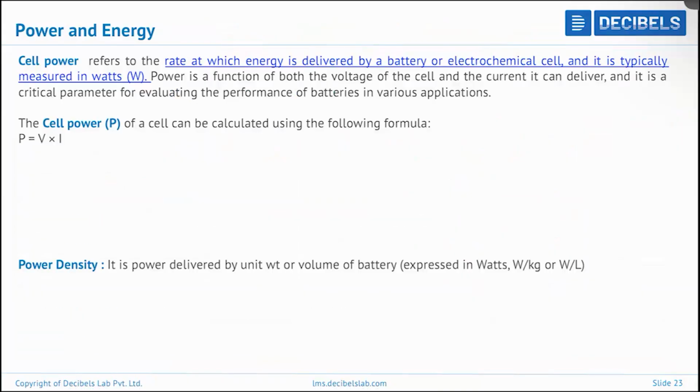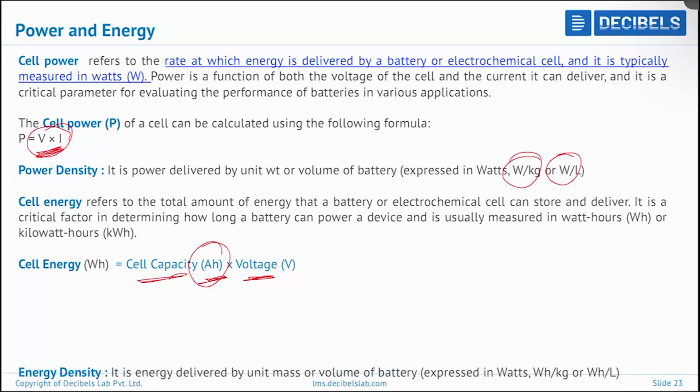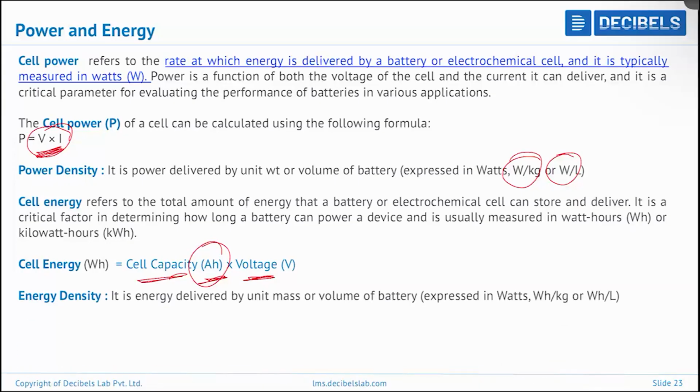Then we have power density. Power is watt per kg or watt per liter. Power depends on the voltage and the current, and the energy depends on the capacity Ah. So energy is Ah times cell voltage. Energy density is with respect to the weight, so the weight should be less for the given battery, and the energy stored should be very high. Energy is the product of voltage and the capacity Ah. So power density and energy density are very important key characteristics of the battery.